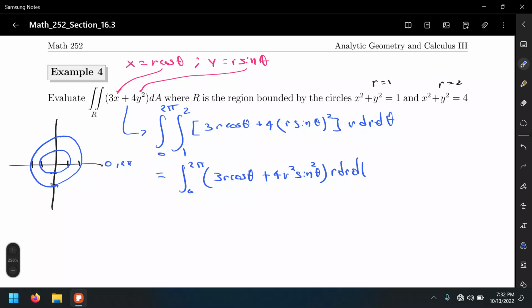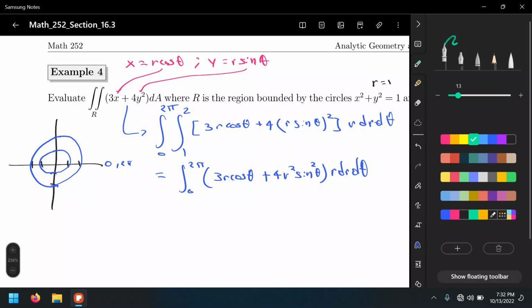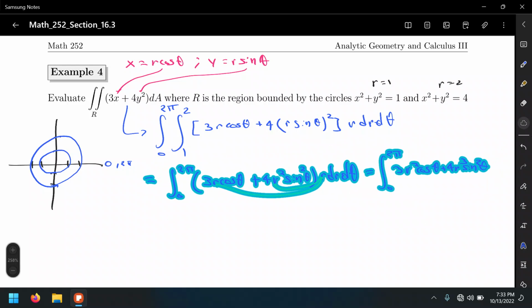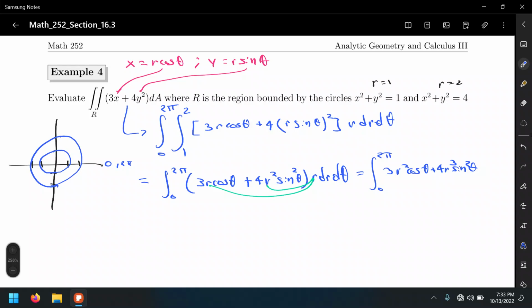R dr d theta. And then from here we need to distribute this r over here and over there. So this will be the integral from 0 to 2 pi, and that's 3r squared cosine theta plus 4r cubed sine squared theta. I'm going to need some space for the differentials. And that's no longer r, that's just dr d theta.